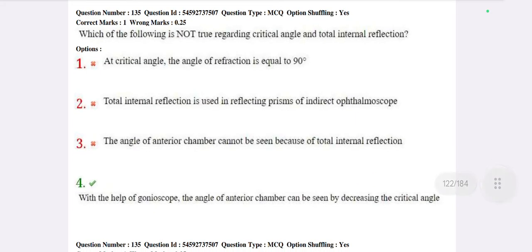At critical angle, the angle of reflection is equal to 90. Second, total internal reflection is used in reflecting prism of indirect ophthalmoscope. The angle of anterior chamber cannot be seen because of total internal reflection. With the help of gonioscope, the angle of anterior chamber can be seen by decreasing the critical angle. Our correct answer is, with the help of gonioscope, the angle of anterior chamber can be seen by decreasing the critical angle.